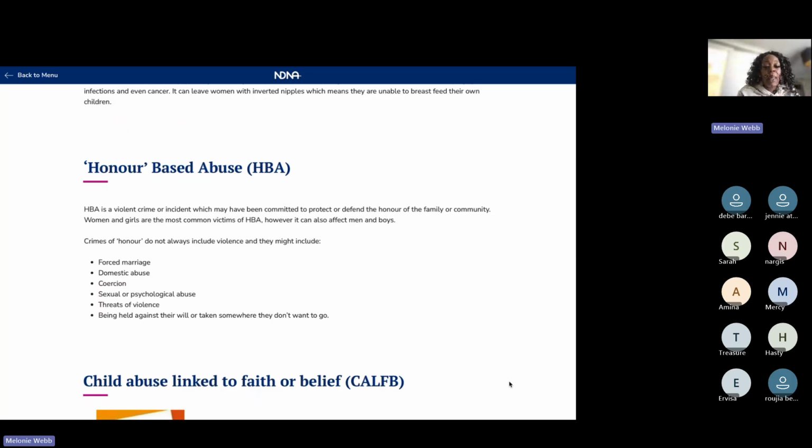Honor-based abuse is a violent crime or incident which may have been committed to protect or defend the honor of the family or community. Women and girls are the most common victims of honor-based abuse. However, it can also affect men and boys. Crimes of honor do not always include violence, and they might include forced marriage, domestic abuse, coercion, sexual or psychological abuse, threats of violence, or being held against their will or taken somewhere that they don't want to go.